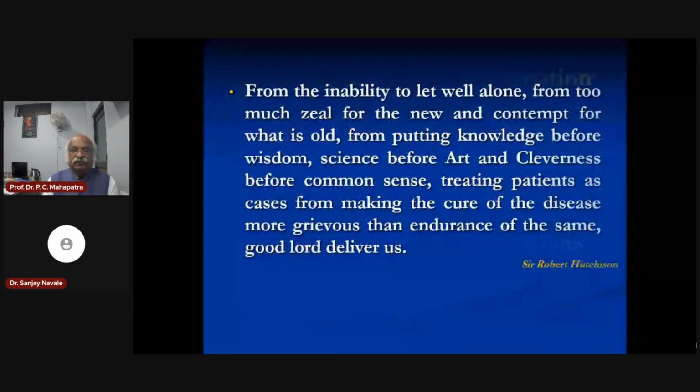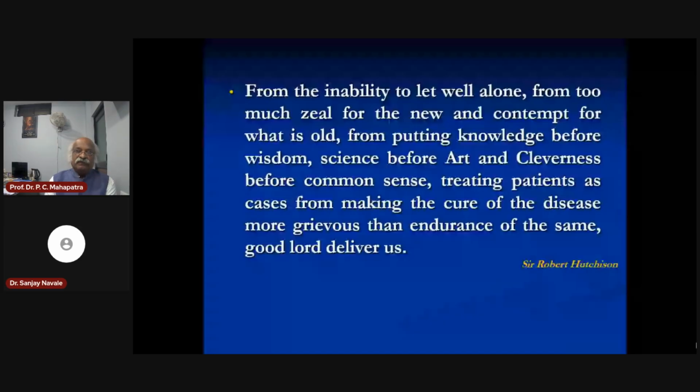And Sir Robert Hutchinson said, from the inability to let well alone, from too much zeal for the new and contempt for what is old, from putting knowledge before wisdom, science before art, and cleverness before common sense, from treating patients as cases, from making the cure of the disease more grievous than the endurance of the same, Good Lord, deliver us.